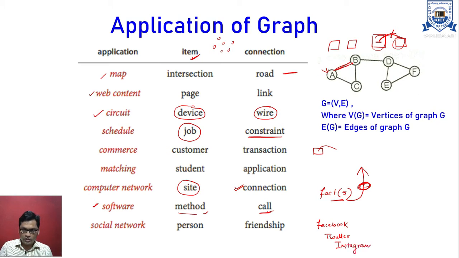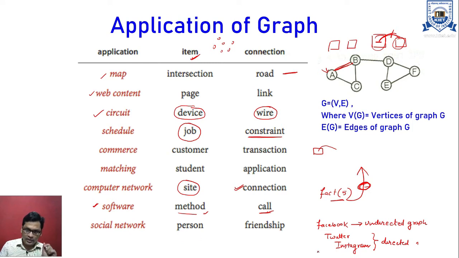One more thing I would like to share here. Facebook is an example of an undirected graph, right? And Twitter and Instagram are examples of directed graphs. Why? Suppose a person is your friend on Facebook, then definitely you are also a friend of that person. Got my point?